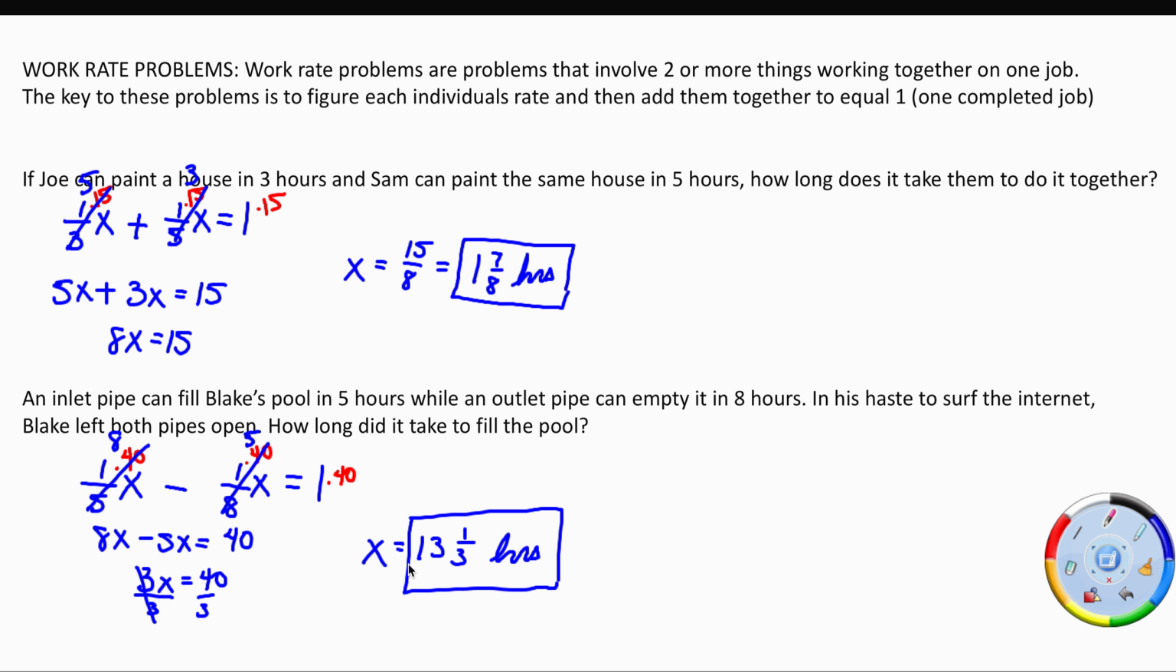Okay, also think about this. If these guys are working together, then I can expect to get a number less than 3 hours. Joe can do it by himself in 3 hours, so if he's got some help, it should be less than 3 hours. Same thing here. This pipe can empty the pool in 8 hours, but as long as some is running in, this should take longer than 8 hours to empty. So I might use that as a check or a guideline to help us determine the reasonableness of our answers. Okay, that finishes 1.6.